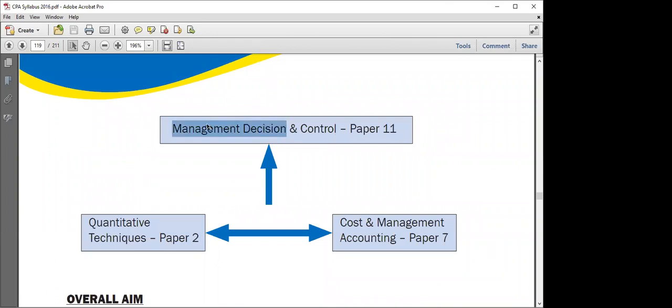So we know very well that every day management makes decisions around what to produce, which customer to serve, which industry to join, how to remunerate staff, things to do with bonuses, salaries, what ways to cut costs, different things. On a day-to-day basis, management makes decisions on very many things. Now, this paper prepares us, as management accountants, to support management to make the right decisions. Because we are accountants, we provide information. It's not data, it's information: processed data that can support management in making decisions.